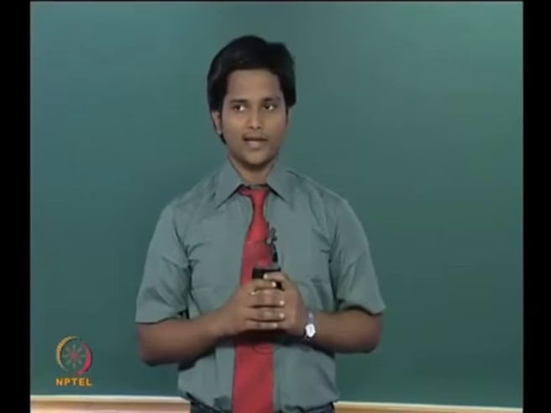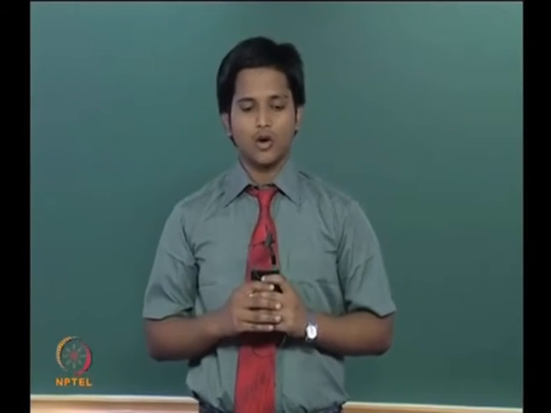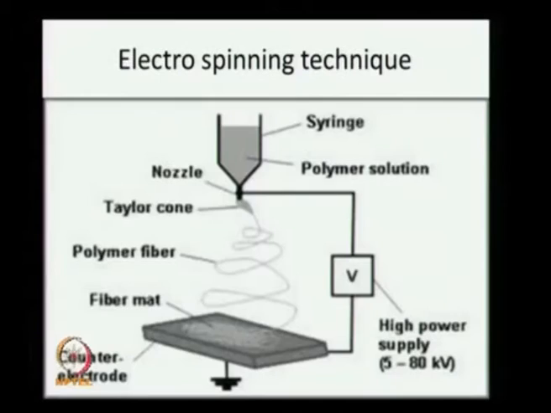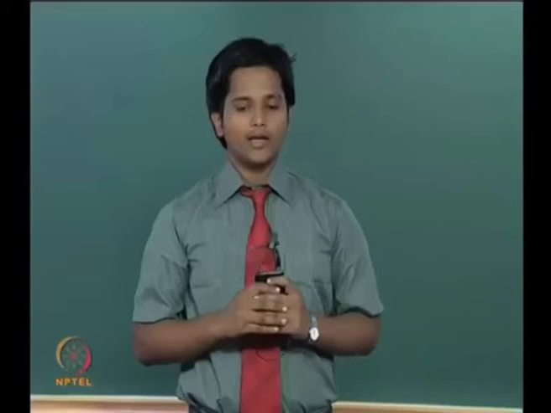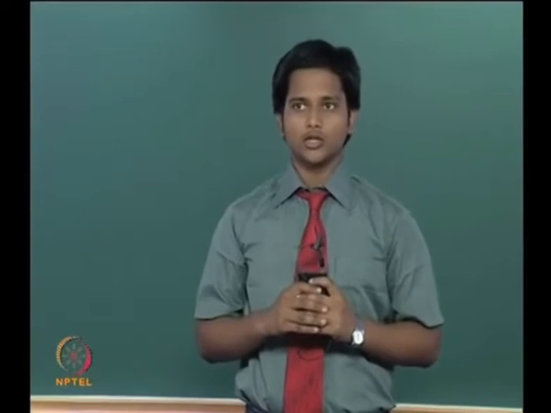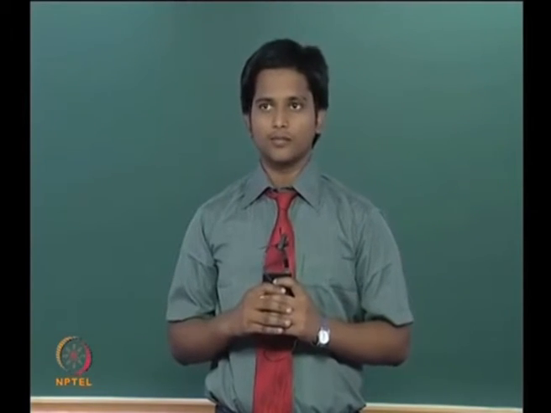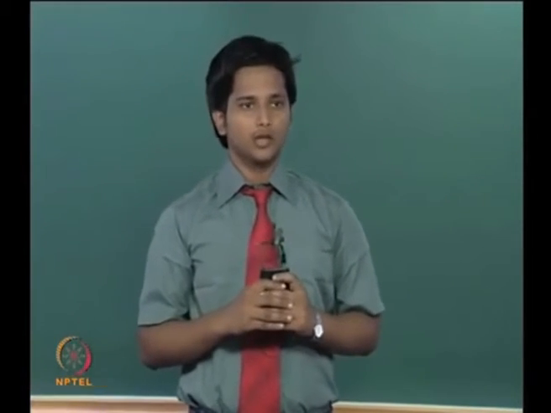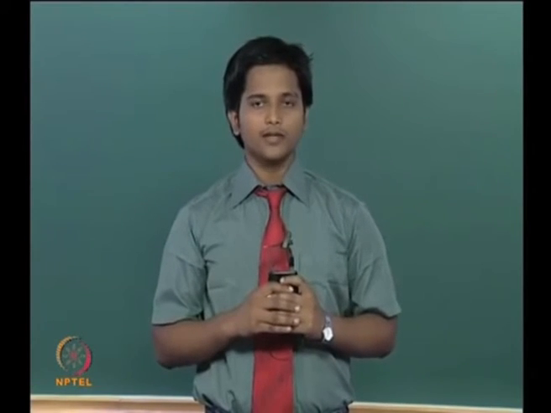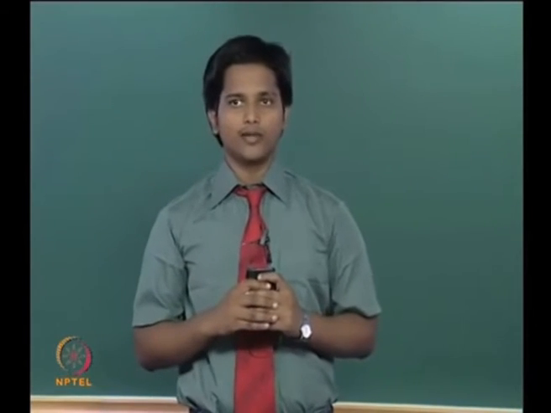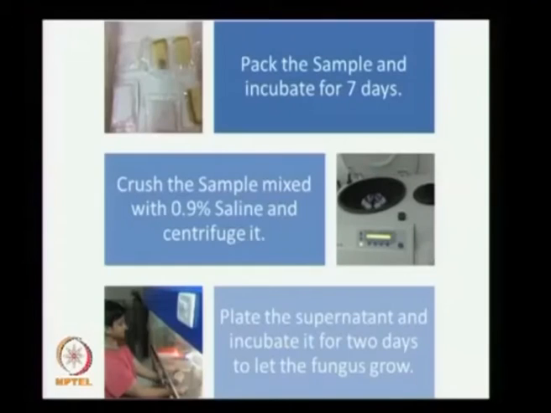For preparing nano package, we use a technique called electrospinning. In electrospinning, we supply a high voltage and the polymer solution in the syringe gets charged up, and when it comes through the nozzle, it gets elongated and forms a fiber. The fibers are then collected over the collector, and this is how we get the nano package.